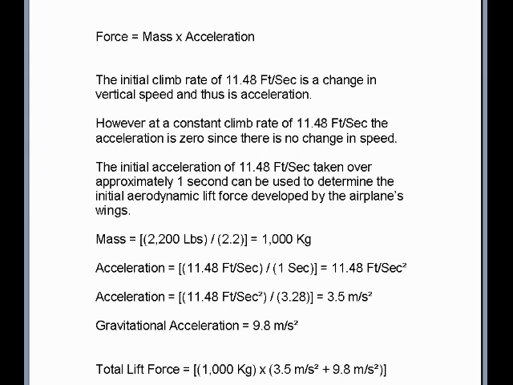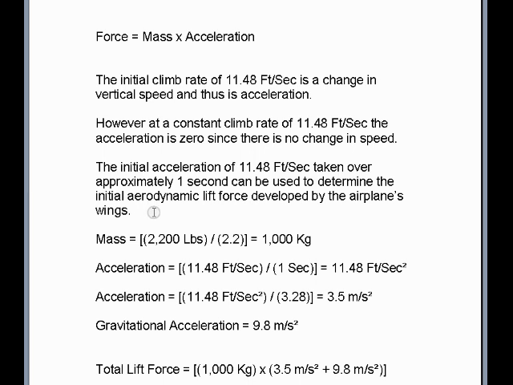We know that force is mass times acceleration. The initial climb rate of 11.48 feet per second is a change in vertical speed, and thus is an acceleration. However, at a constant climb rate of 11.48 feet per second, the acceleration is 0, since there is no change in speed. The initial acceleration of 11.48 feet per second taken over approximately 1 second can be used to determine the initial aerodynamic lift force developed by the airplane's wings.